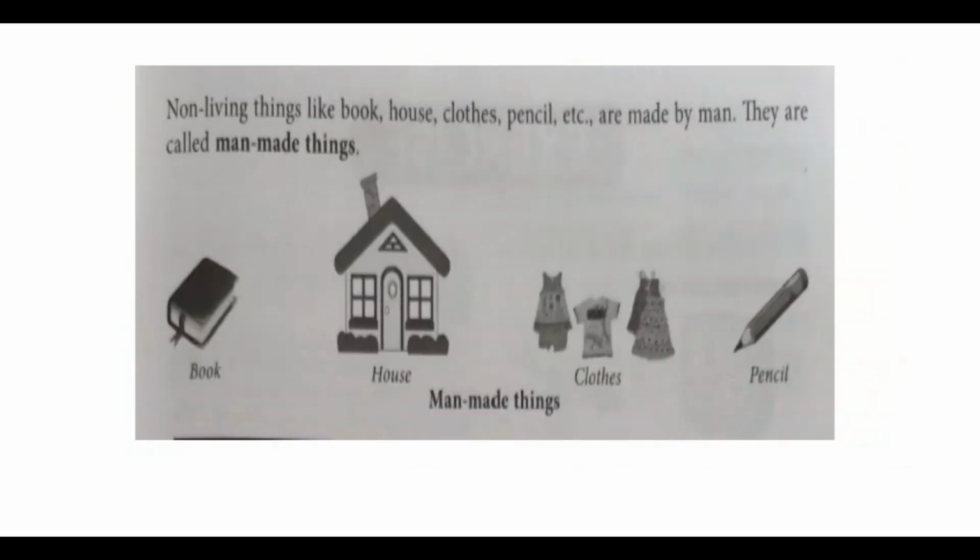Now the next topic: non-living things like book, house, clothes, pencil, etc. are made by man. We can list many things like pillow, shoes, chalk piece, bag, books, tiffin. All these are non-living things made by man. They are called man-made non-living things. So all those non-living things which were made by man, we call them man-made non-living things.